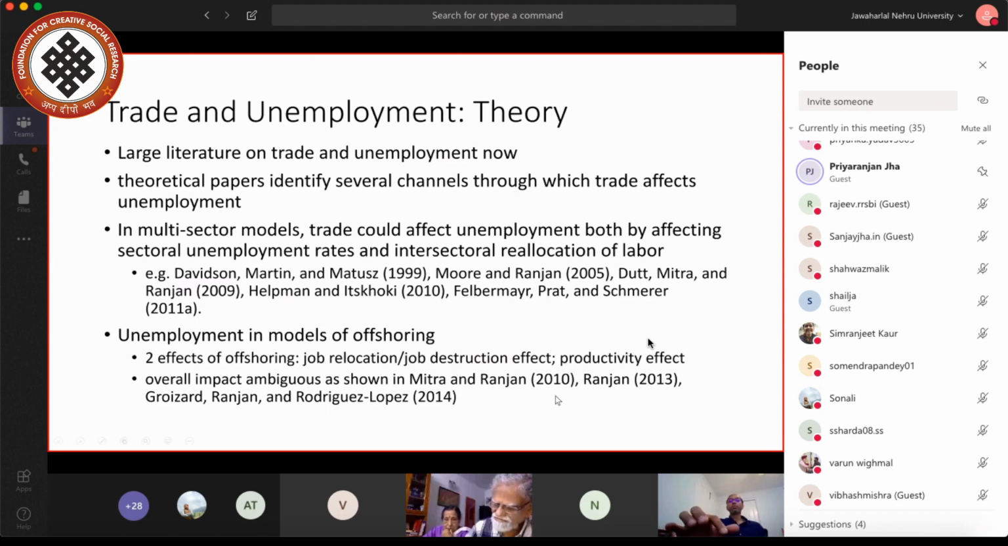However, you as a firm become more productive now because you can get these inputs cheaper from abroad, and so demand for your product is going to increase, and that is the productivity effect. So you will sell more cars. As a result, you will need more assembly line workers and so on. So that is the job creation effect, and these are effects going in opposite directions. So the overall effect of offshoring on jobs is ambiguous, as shown in these various papers.